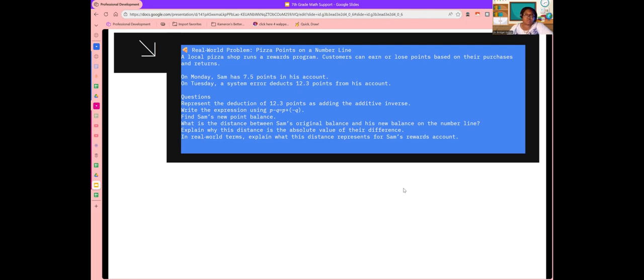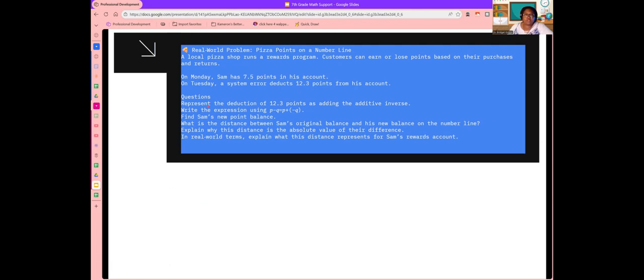Here are our questions. 1, we're going to represent the deduction of 12.3 points as adding the additive inverse. Next, we're going to write the expression using p minus q equals p plus a negative q. We're going to find Sam's new point balance, and we're going to figure out what is the distance between Sam's original balance and his new balance on the number line. And we'll explain why this distance is the absolute value of their difference. And in real-world terms, explain what this distance represents for Sam's reward account. So let's take this one step at a time.